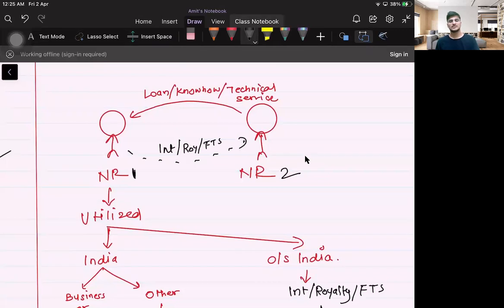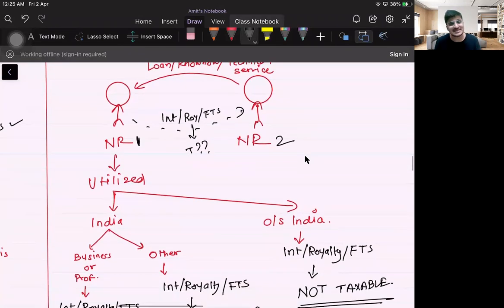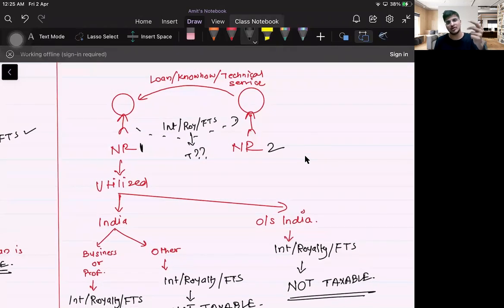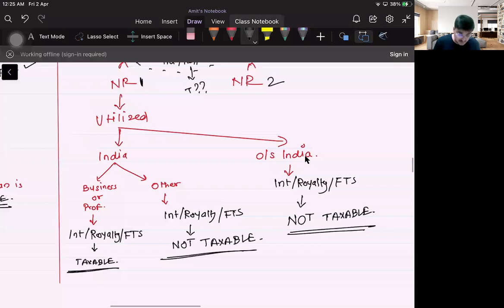Royalty और फीस फॉर टेक्निकल सर्विस. तो ये टैक्सेबल होगा कि नहीं, ये किस पे डिपेंड करेगा? This is the income of non-resident 2. Will it be taxable in the hands of non-resident 2? It will be dependent upon the utilization of loan and know-how and technical service by non-resident 1. If that non-resident 1 is utilizing such loan, know-how and technical service in India for business and profession, तो मोदी जी बोल रहे हैं इंडिया का संबंध आ गया तो non-resident 2 को इंडिया में टैक्स भरना पड़ेगा.